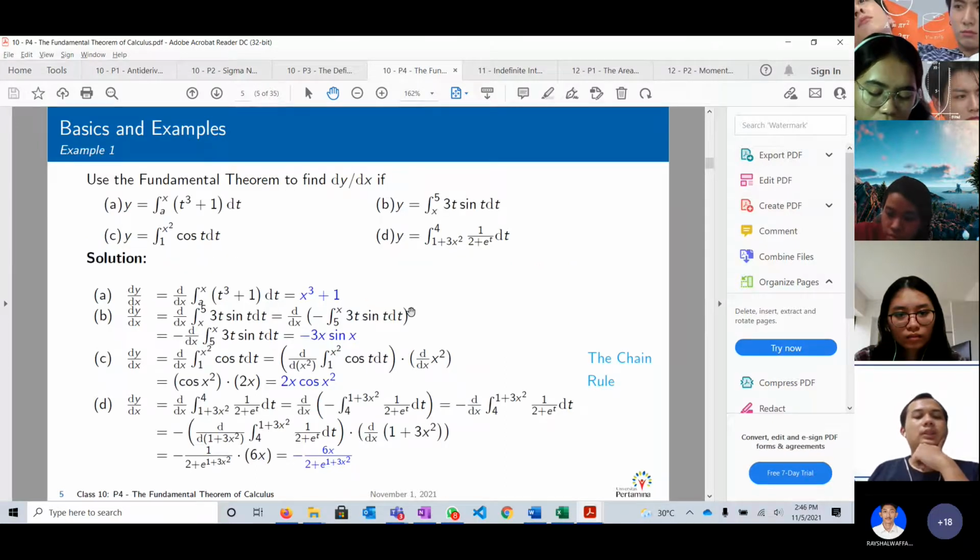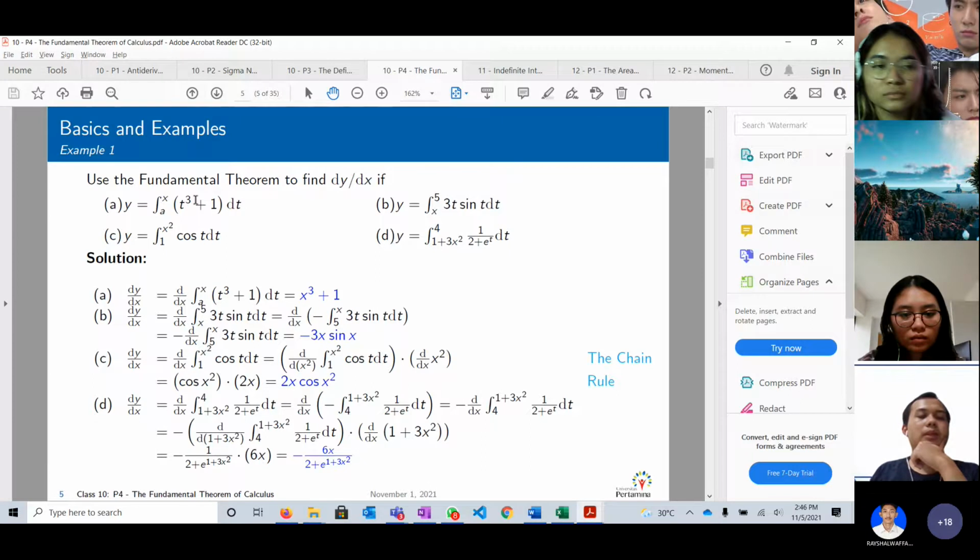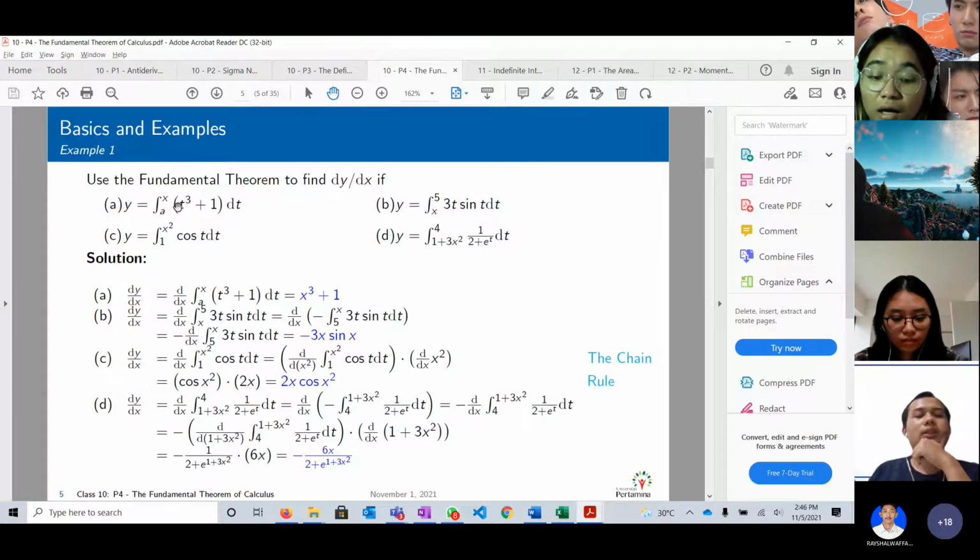Yeah. So for example, we know that y is integral from a to x of t power 3 plus 1 dt. Then in this case, we have that dy/dx is basically x power 3 plus 1. Yeah. We just change t into x.